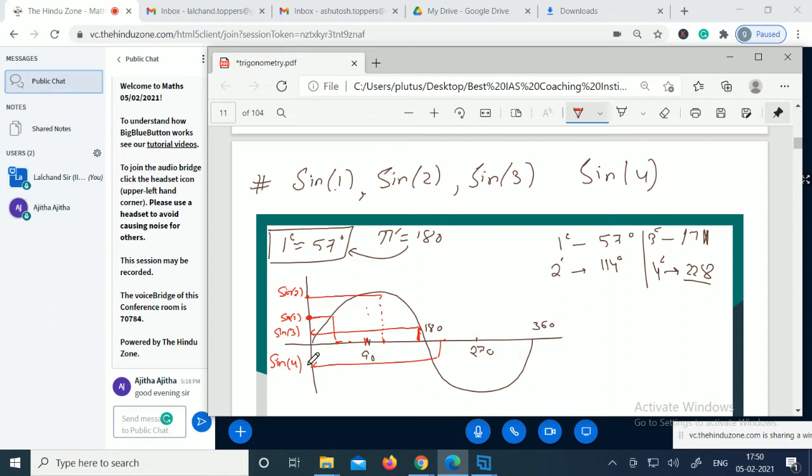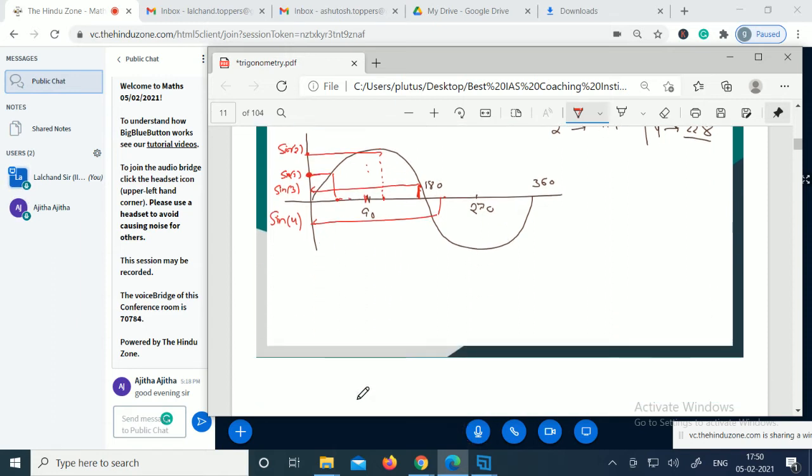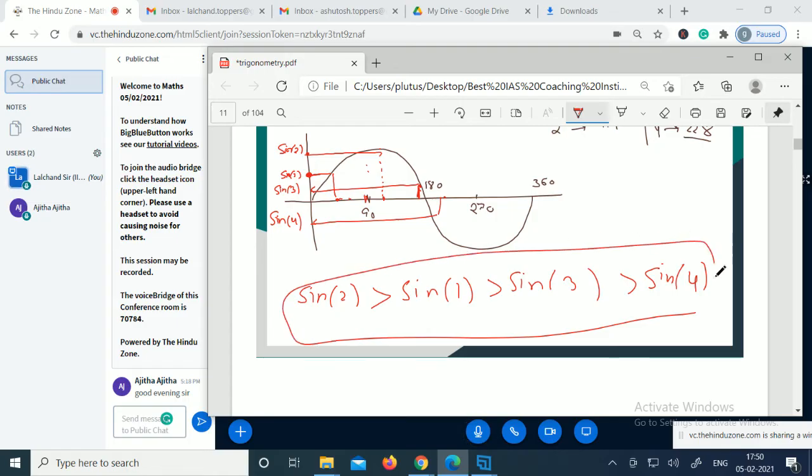Now we can arrange all values in order. So what is the least value? The least value is sin 4 because this is negative, and the highest value is sin 2. So we can say sin 2 is greater than sin 1, is greater than sin 3, and greater than sin 4. Now you are getting the order. Yes, sir. So this is the way we proceed with this kind of question. Okay. So now you have the idea. Yes, sir. Okay, fine. So let us move to the next part.